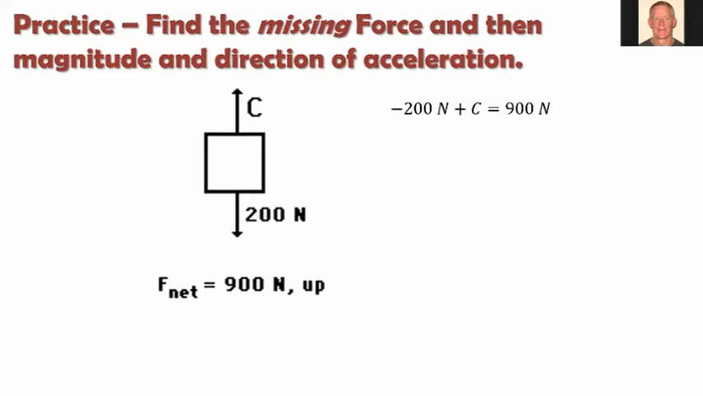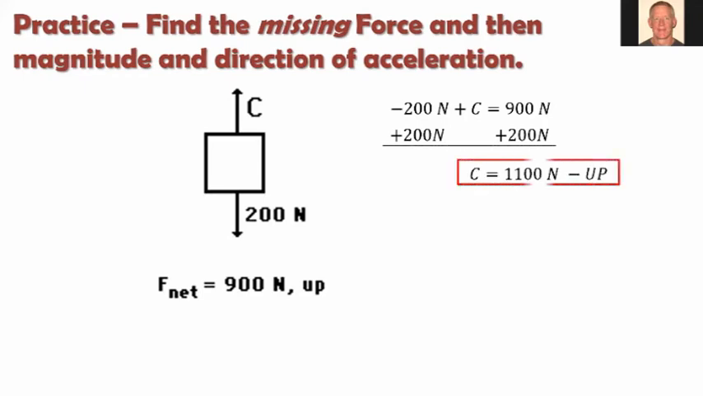So now simple algebra, right? If we want to solve for C, we just add 200 to both sides, and we wind up with a net force, the missing force, of 1100 newtons. And that will be in the upward direction because we got a positive value for that missing force. All right, let's go ahead and find the magnitude and direction of acceleration. So here, we're going to use the 200 newtons that was given to find the mass. So 200 divided by 10 gives us 20 kilograms.